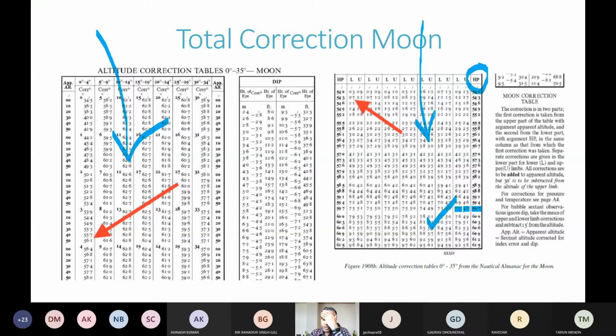Both these corrections are positive. So you add both these corrections. If it was the lower limb observation, once you add these two, the altitude is corrected. You get the true altitude. But if this was an upper limb observation, then you can see in the notes mentioned here, for upper limb observation, 30 minutes is to be subtracted from the altitude. So after these two corrections are done, you subtract these 30 minutes and you will obtain the true altitude of the moon.